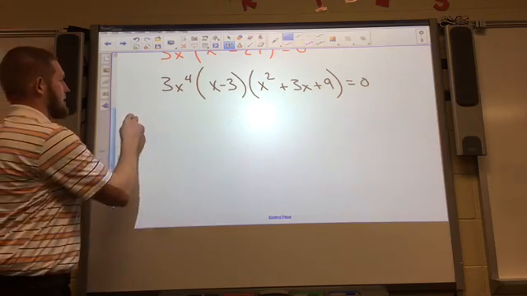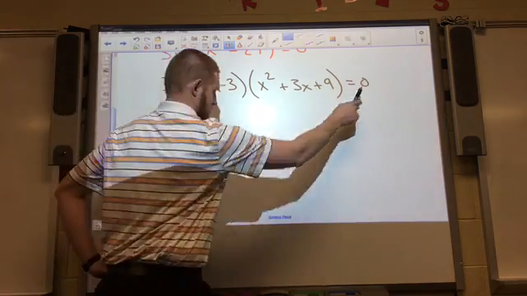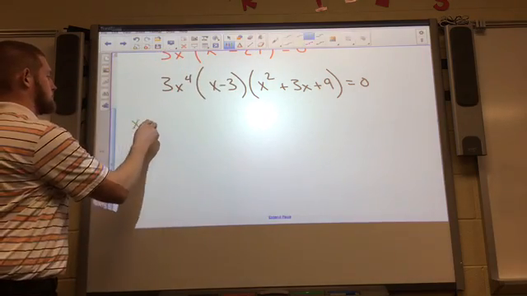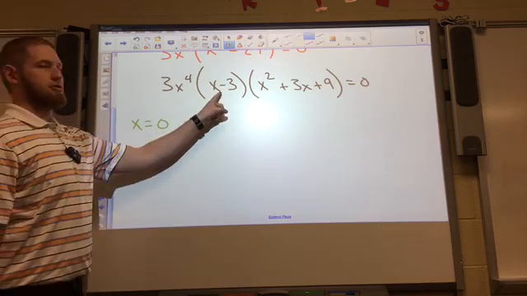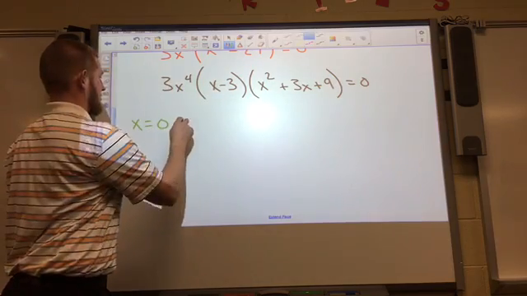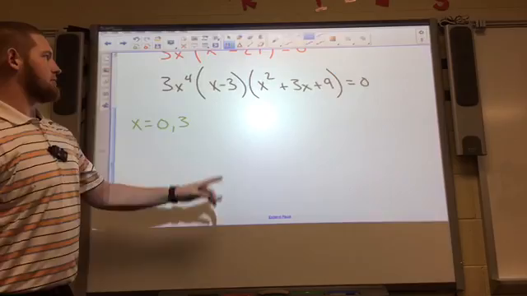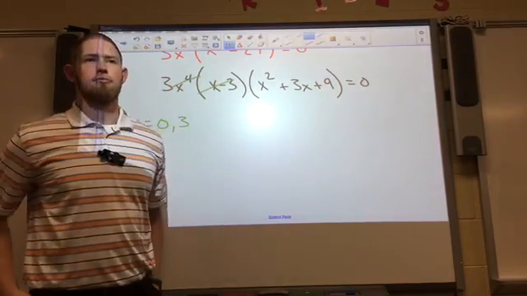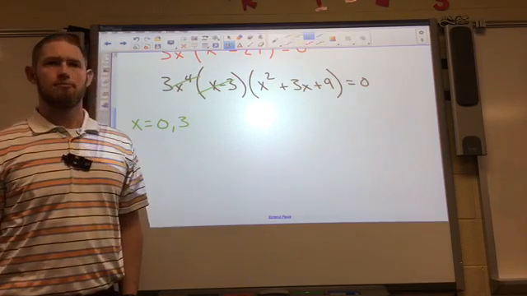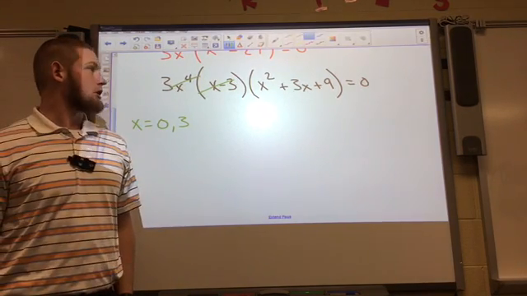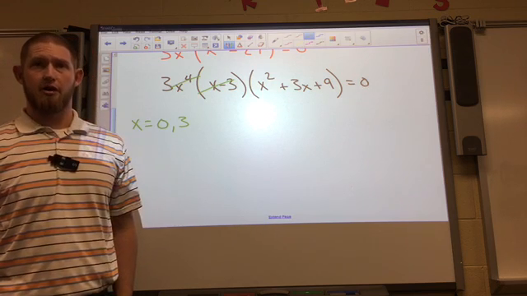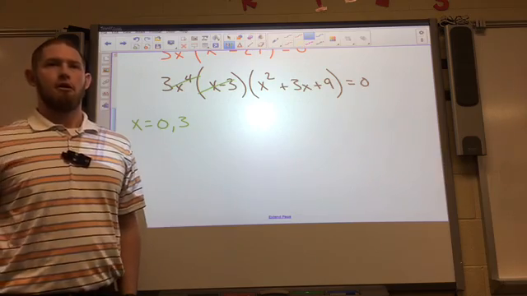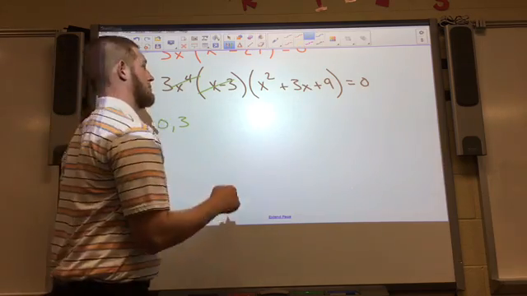Okay, so when I set 3x to the 4th equal to 0, I get what? 0. X minus 3 equals 0, I get 3. How am I going to do, so we did that. How am I going to do this one? Okay, so you can put the 9 to the other side and complete the square. That's an option. What's another option? Quadratic formula. That would be the one I would choose, personally.